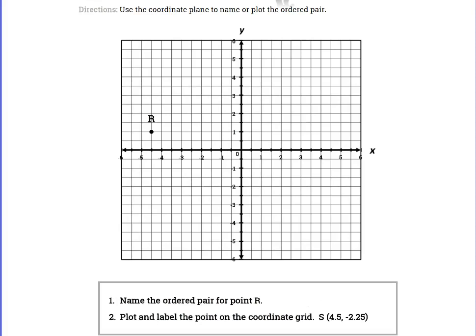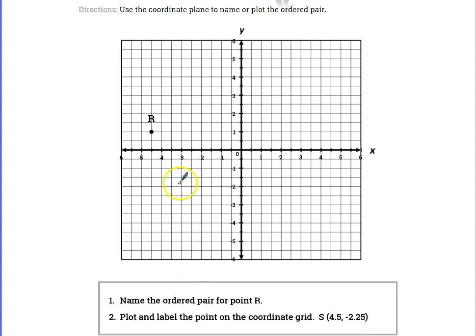Okay, let's go on to final check for understanding. Plot and label the point on the coordinate grid. You have, oh, first we need to read the ordered pair for point R. So let's do this one together, and then everyone, you're going to work on the second one, and then I'll check back in with you to see how you did.